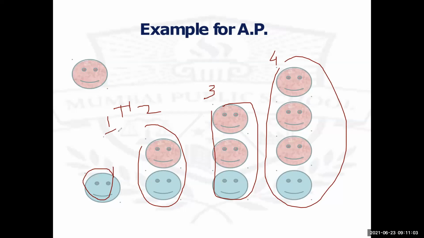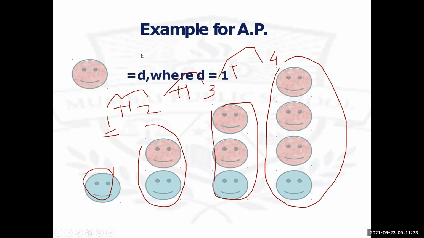Check, for 1, you have added 1, it is becoming 2. Now for 2, you are adding 1. This is becoming 3. For 3, you are adding 1. This 3 is going to become 4. So each time here, what has happened? Each term is increased by 1. So what is your common difference here? The common difference is what? 1. Okay. This is equal to D.